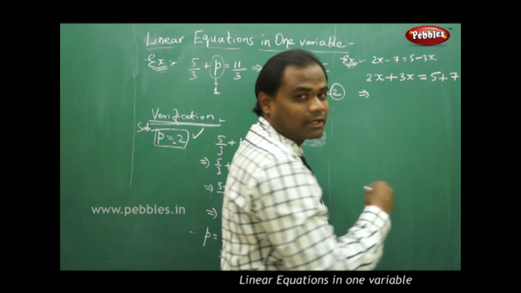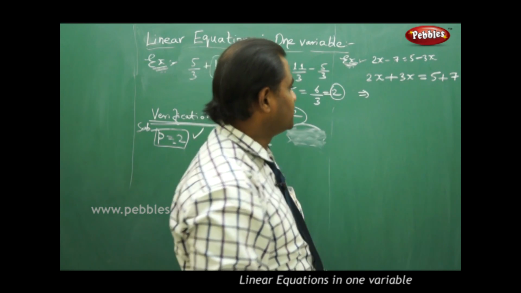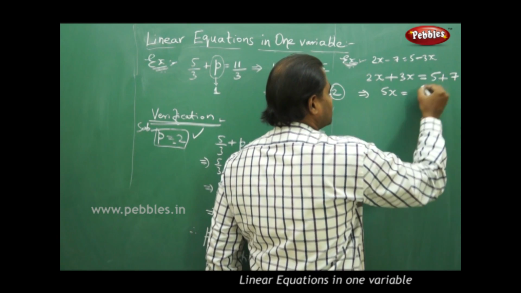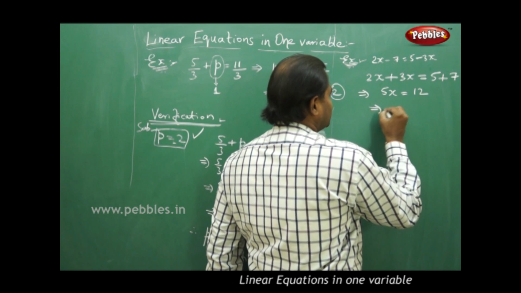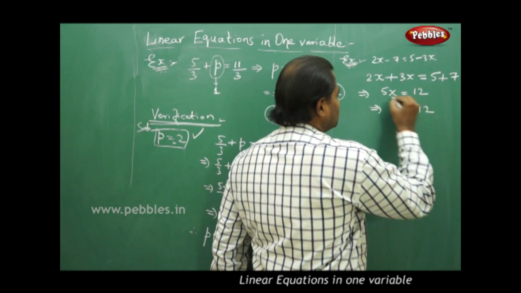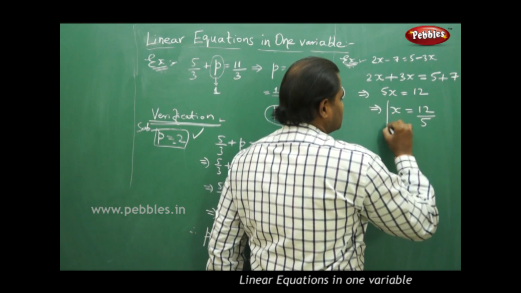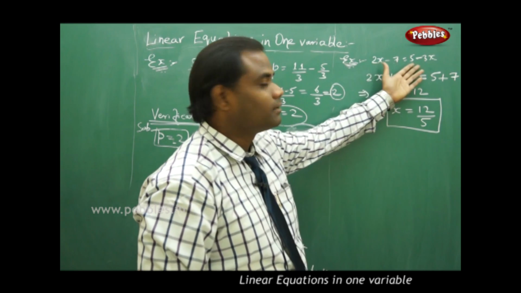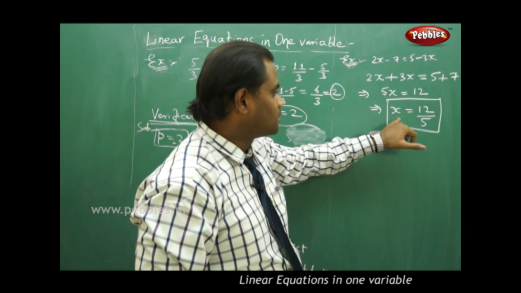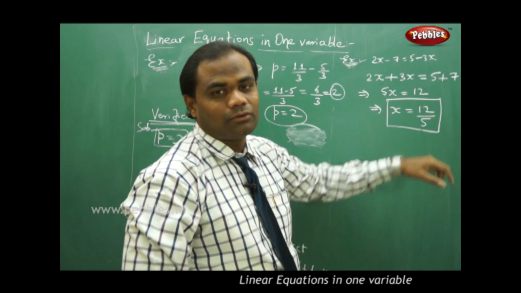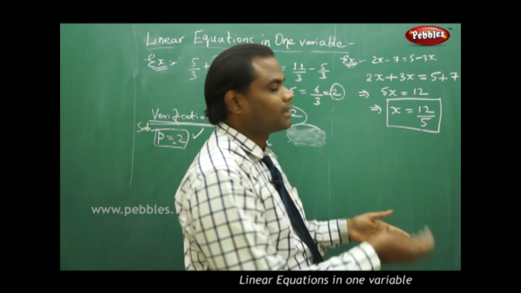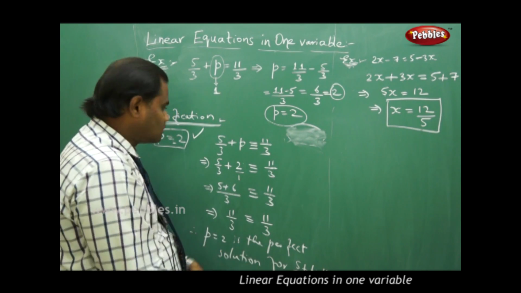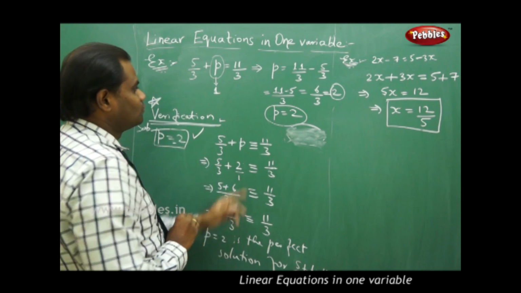Then on further simplification, 2x plus 3x in addition gives me 5x, and 5 plus 7 gives me 12, so the next step would be 5x equal to 12. The product comes as division, so x equals 12 by 5. So my solution for the given equation in this example is 12 over 5. Now you can verify by substituting on the left and the right and showing that the left hand side is identically equal to the right hand side. This is how the verification is done for any problem.